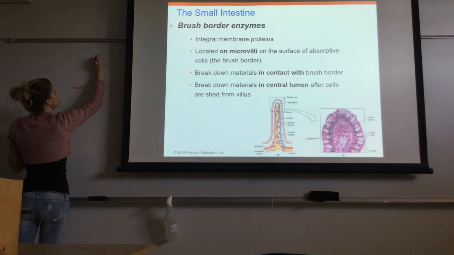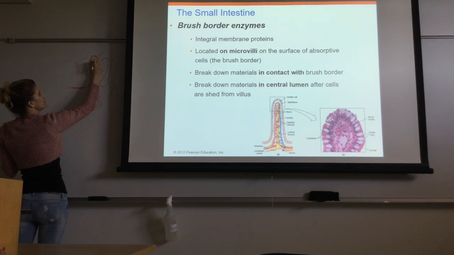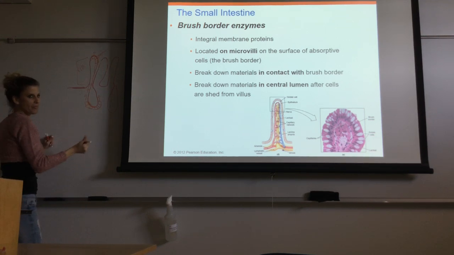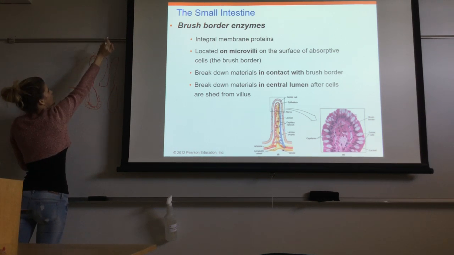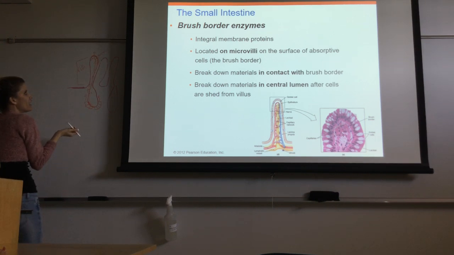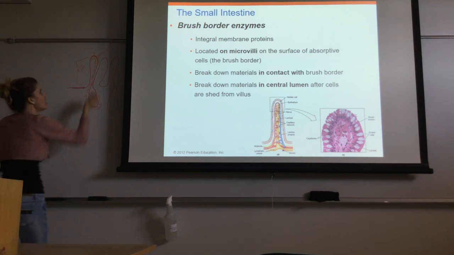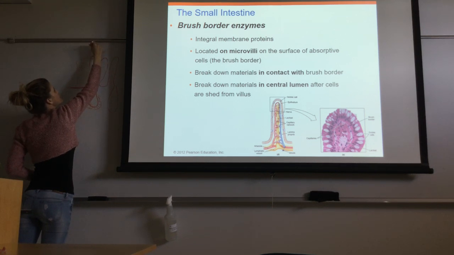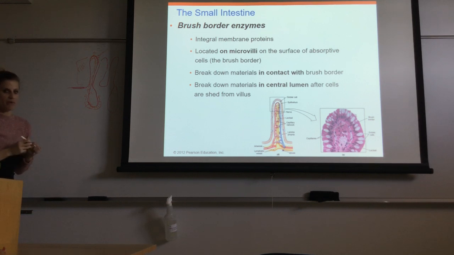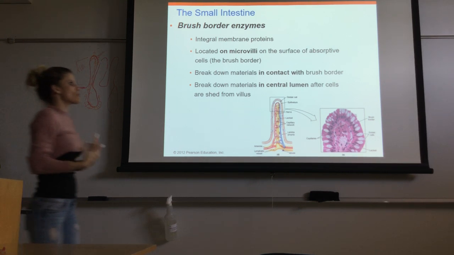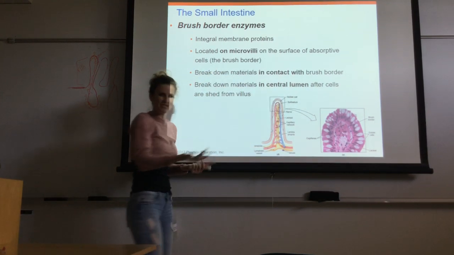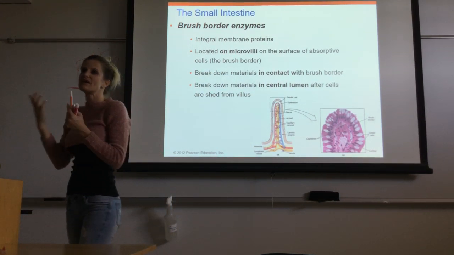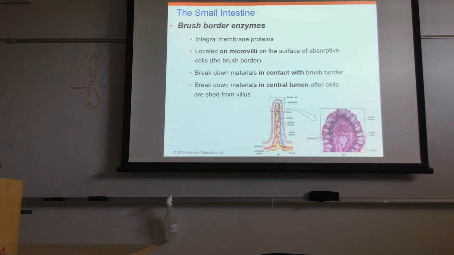Eventually, when these cells get to the top of this villus, they get shed because there's always new cells coming up. Right, so the oldest cells up here get lost. They get shed into the lumen of the small intestine. When that happens, the cell gets broken down and the brush border enzymes get released into the lumen of the small intestine. At that point, they can actually break down materials that are more central in the center of the small intestine. But they have to actually be released from the brush border before they can do that.